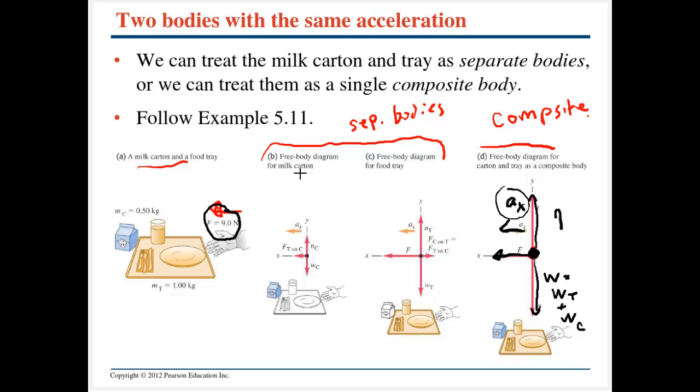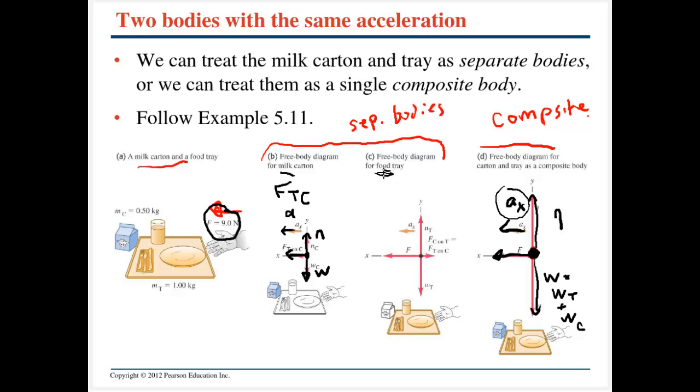I can also look at this in separate bodies, drawing the free body diagram first for the milk carton and then for the food tray. For the milk carton, in the downwards direction I'm going to have the weight of the carton, and in the upwards direction I'm going to have the normal force supported from the table, and in the y direction these are going to cancel each other out. And then the carton is being pushed by some force of the tray pushing the carton, and the carton is going to accelerate.